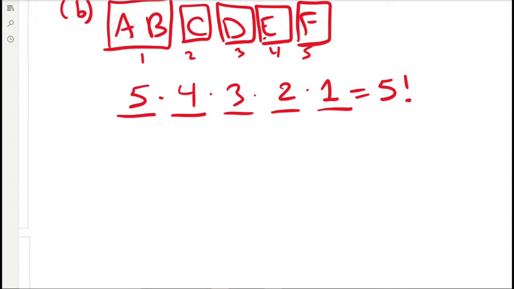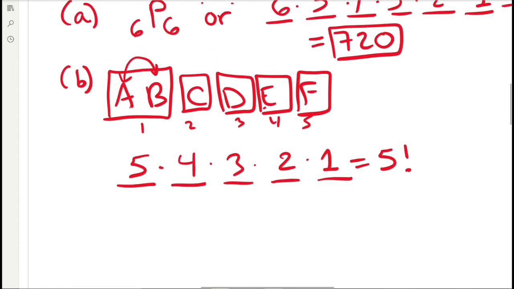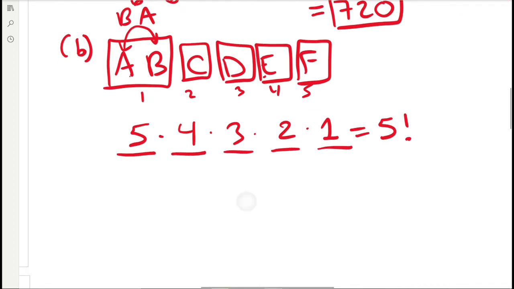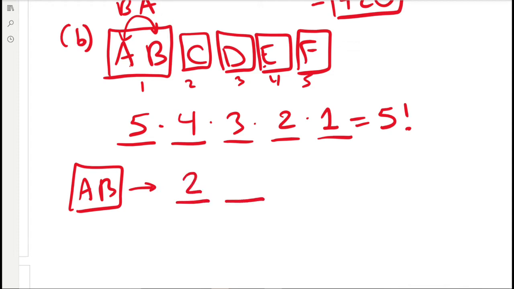Now let's look at the AB block. The AB block can be arranged as AB or BA, and in that case, the order matters. So that would be two different ways of doing that, which is given by two factorial. The AB block can be moved in two factorial ways, because you have two options for your first letter, A or B, and then only the one letter left. Multiply those, and that's two factorial.